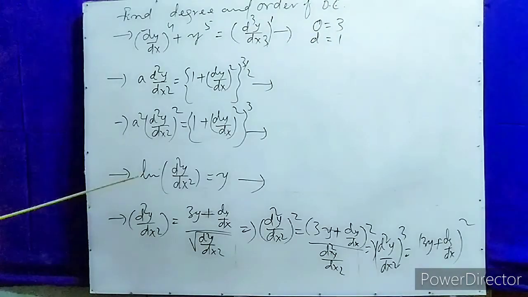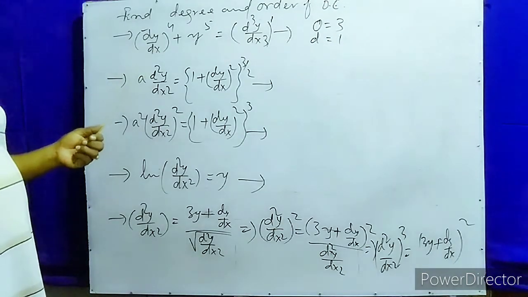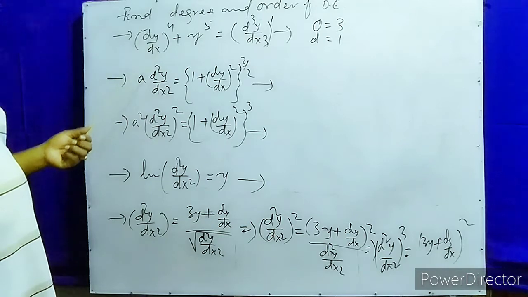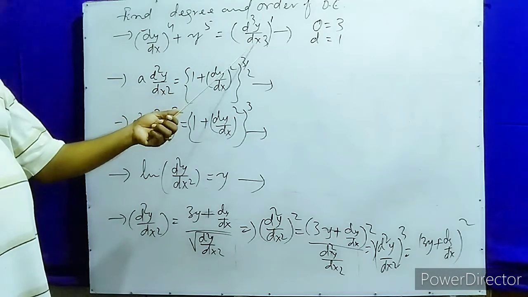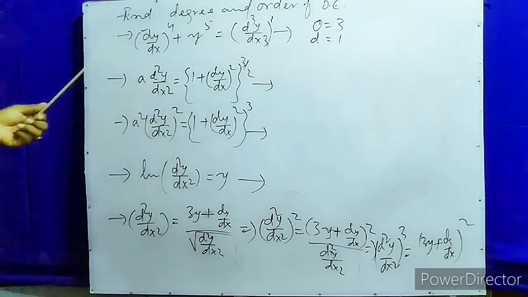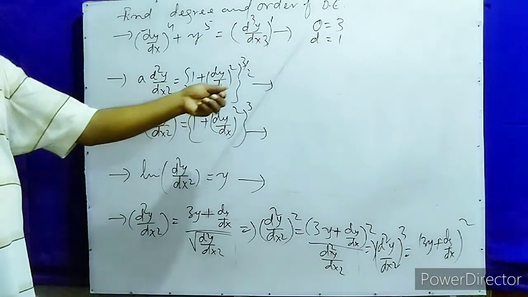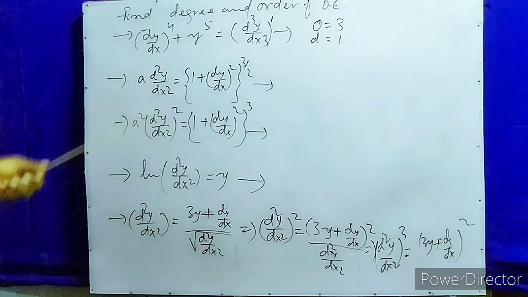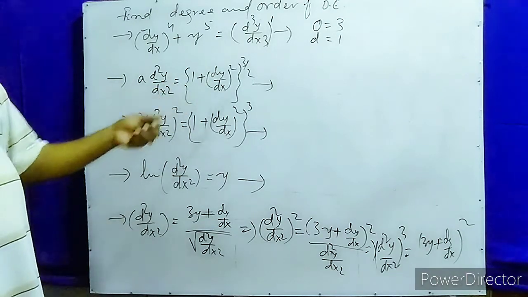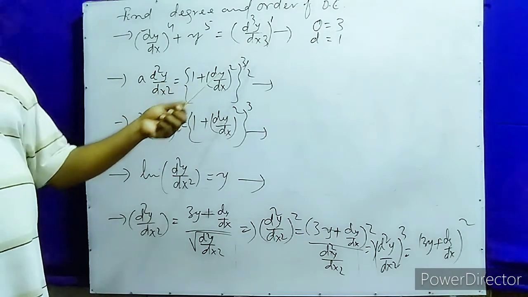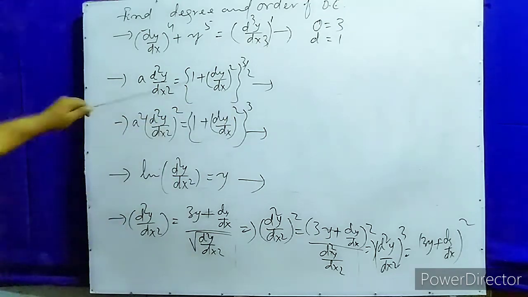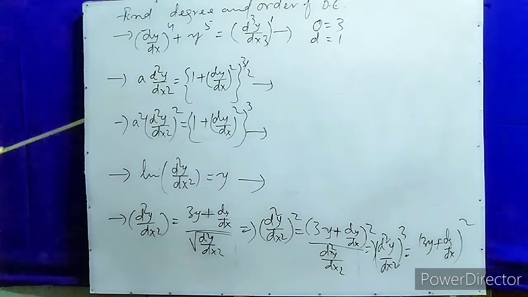Okay. So again you will get a very simple way. Here dy by dx is the first order and d cube y by dx cube is the third order. So you consider the third order, the largest order of the differential equation. So order of differential equation equal to 3. Again you get the power on the largest order. 1 is the power, so degree equal to 1.